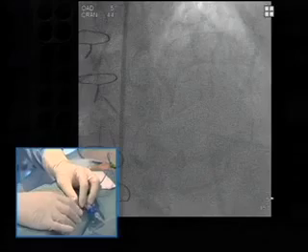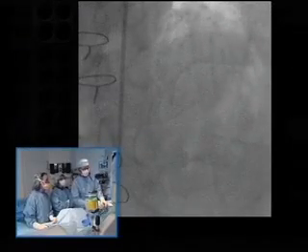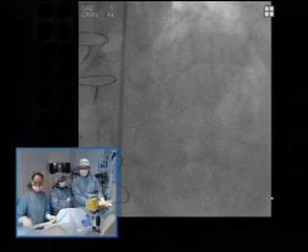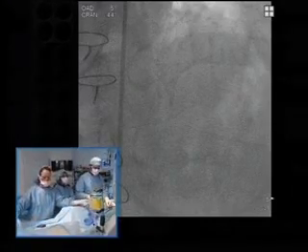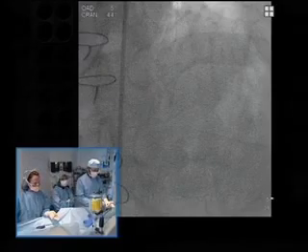But there's a lot of disease right at the origin of the side branch, and I think it's going to be very difficult to get a satisfactory angiographic result on that. I tend to agree with that. I think this is a kind of case where the diagonal artery is so large and there is such a tight stenosis that just doing a balloon angioplasty will not be enough. So probably a two-stent approach.